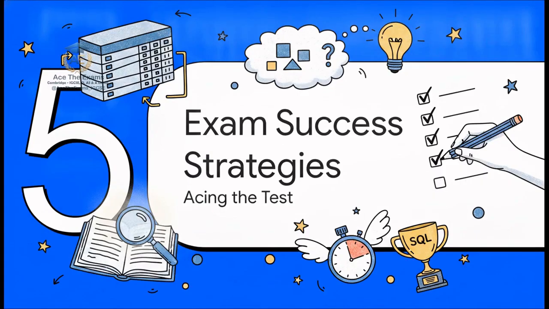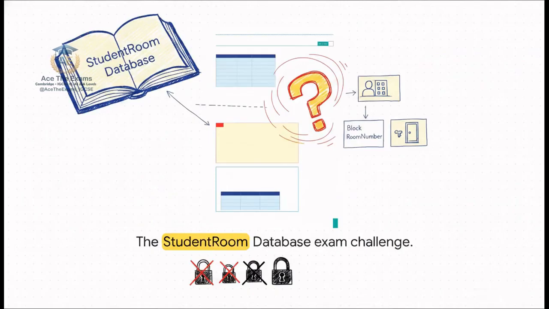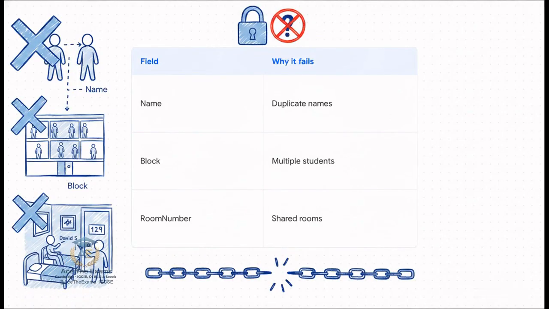Section 5. Exam Success Strategies. All right, we've nailed the theory. Now let's apply it to a real-world exam scenario. Take a look at this student room database challenge. It tracks student accommodation with 3 fields: name, block, and room number. A classic examiner move here is asking you to explain why none of these current fields can be a primary key. Let's analyze the data.